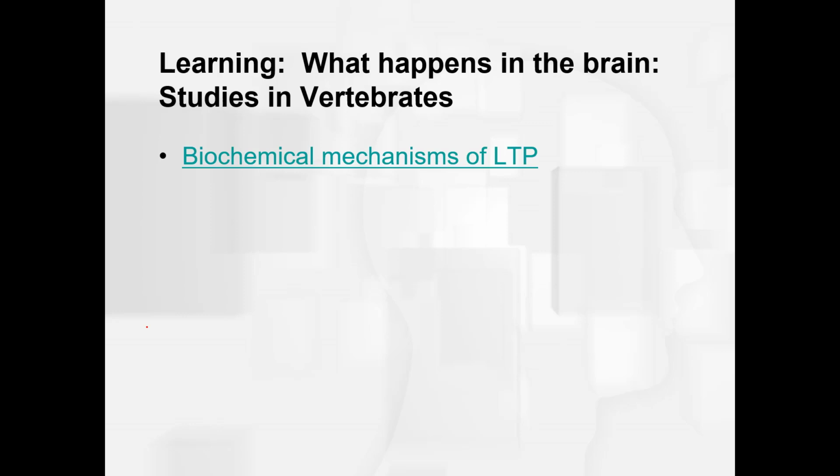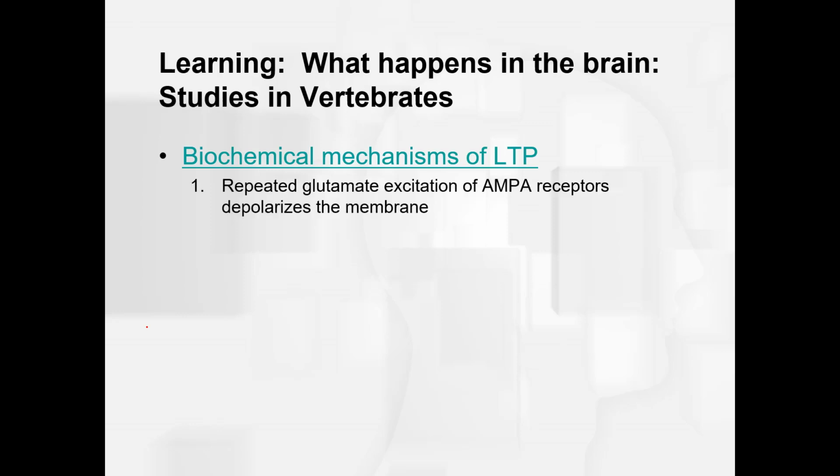However, is it really how we take what we've learned and form a memory trace? That is debatable, and at least some people would say maybe it's not the only way, but I think it's something important to cover in an intro to psychobiology class. So the first thing that happens in order for LTP to occur is repeated excitation of AMPA receptors.